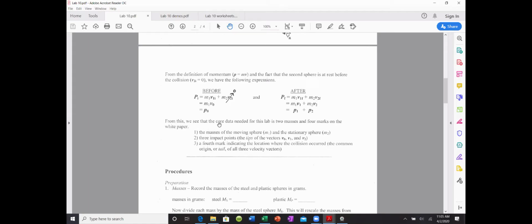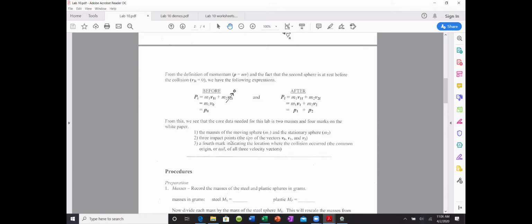From this, we see that the core data needed for this lab is you need to know the mass of object 1 and the mass of object 2, and 4 marks on our worksheets. And what are the 4 marks? The masses are mentioned. I need to know where the blue guy landed, where the red guy landed. They land at the same time. So by knowing where they landed, we've recorded their locations at the same moment in time. So I need to know where the 2 outgoing guys landed. That's 2 of the key marks on the paper. That represents the final state.